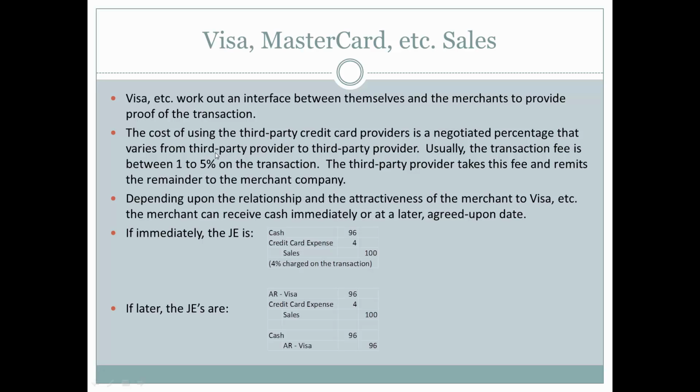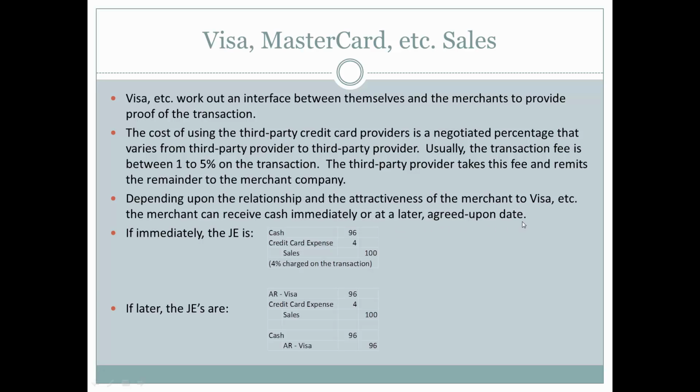Amex is traditionally the most expensive of the third-party credit card providers. Additionally, the transaction fee is between 1 to 5% on the transaction. The third-party provider, Visa, etc., takes this fee and then remits the remainder to the merchant company. Depending upon the relationship and the attractiveness of the merchant to Visa, the merchant can receive cash immediately or at a later agreed-upon date.